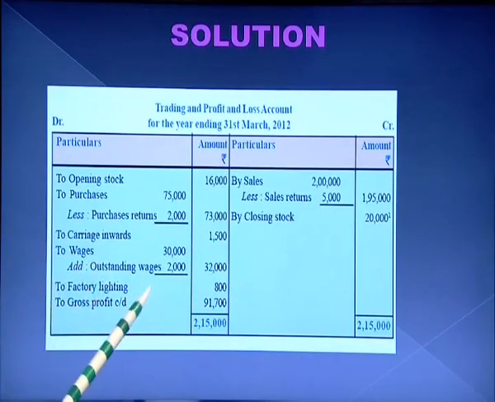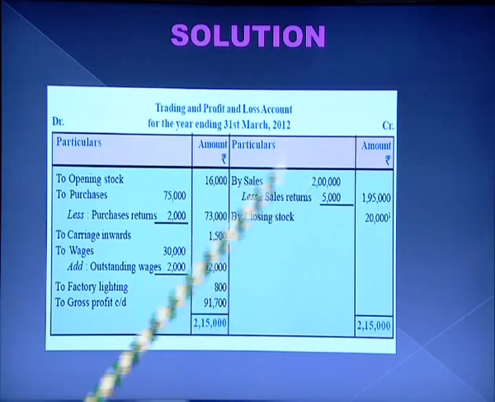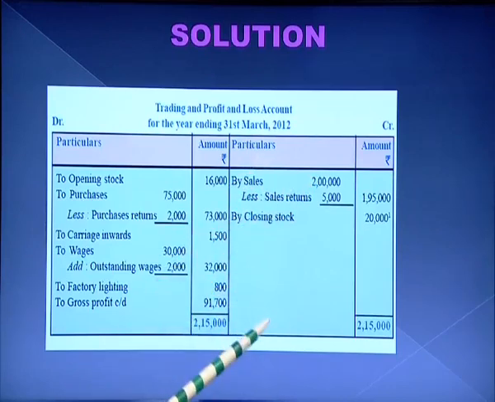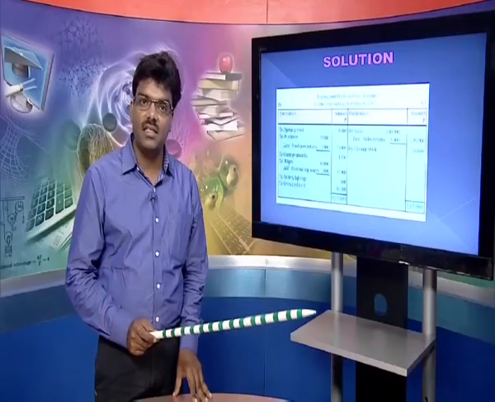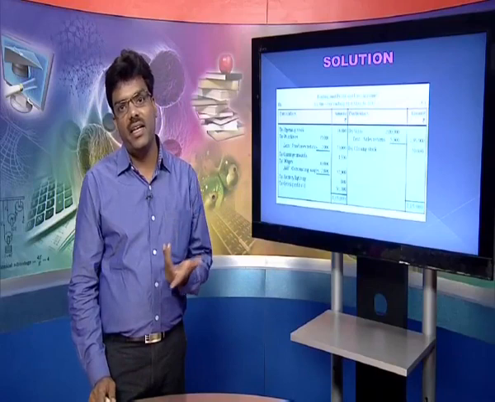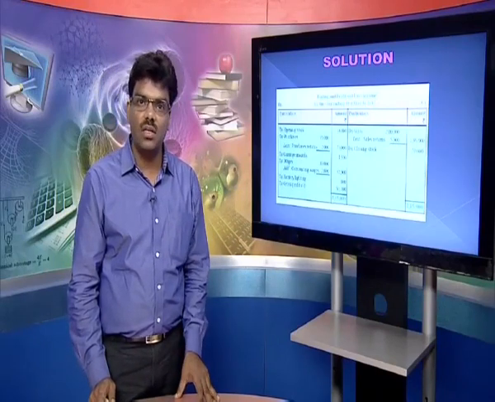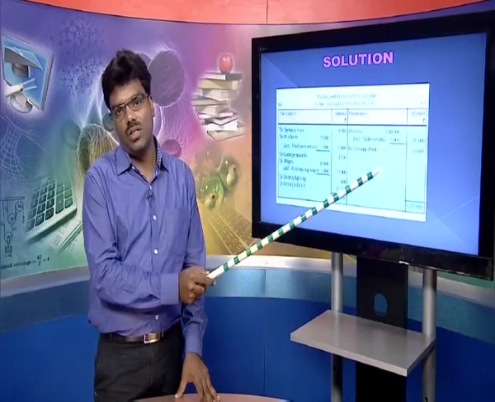Next is factory lighting. Because in the bracket in the question the word factory is given, that means this belongs to the trading account, and you write factory lighting rupees 800. Now, you will go to the credit side. Our total sale is rupees 2 lakh and the return is rupees 5,000. So, the net sale is rupees 1,95,000. Next is closing stock. I told you that it is market price or cost, whichever is less, and they are 20,000 and 38,000. So, the lesser amount is 20,000.